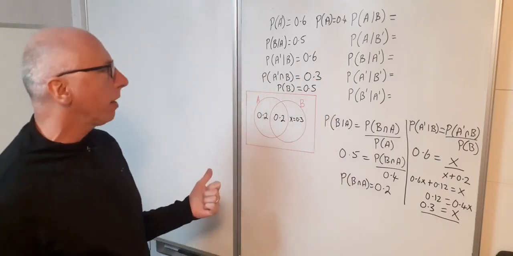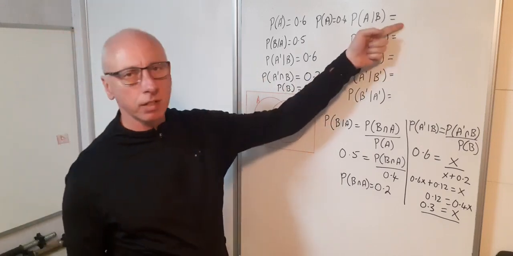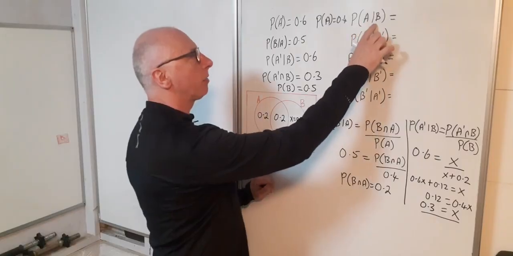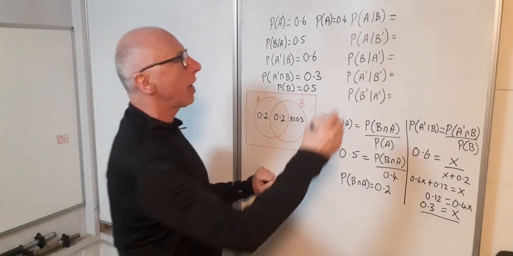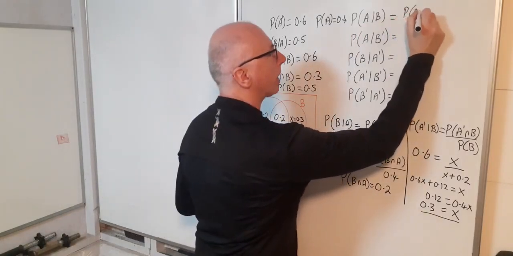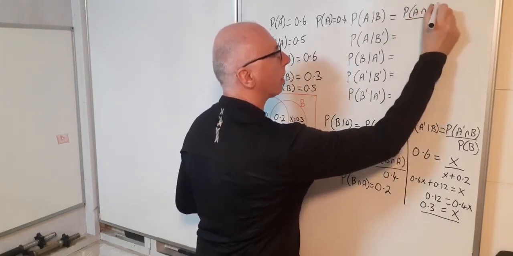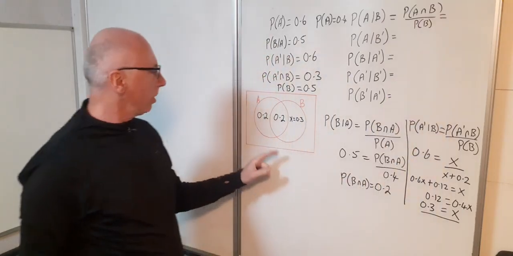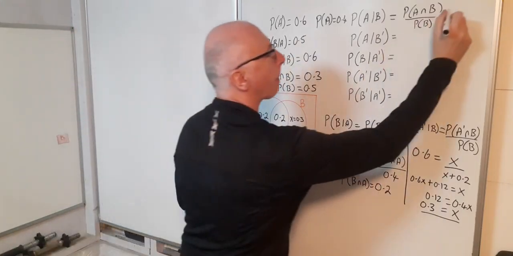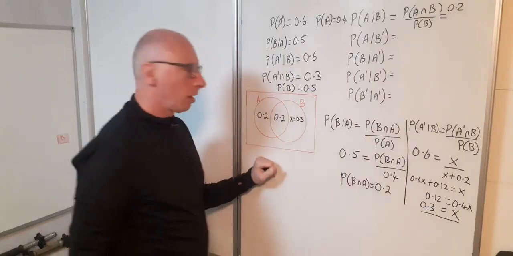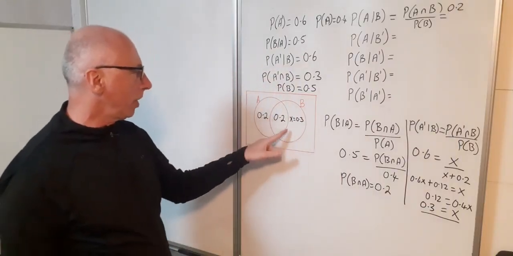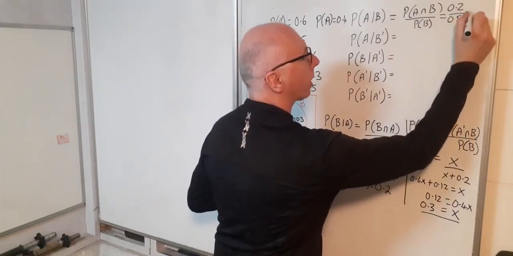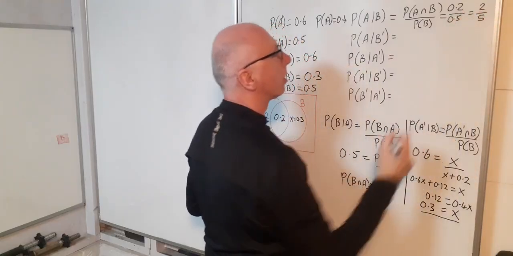Okay, so now we can have a go at calculating the rest of our probabilities. The probability of A given B has already happened is the probability of A intersection B over the probability of B. So A intersection B is 0.2. The probability of B is the total of this, which we've got here, which is 0.5. So that would give us 2/5.